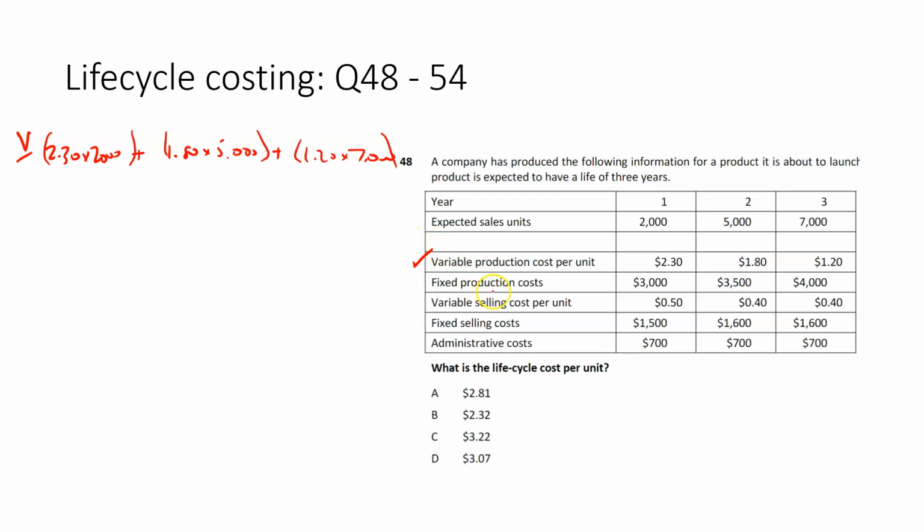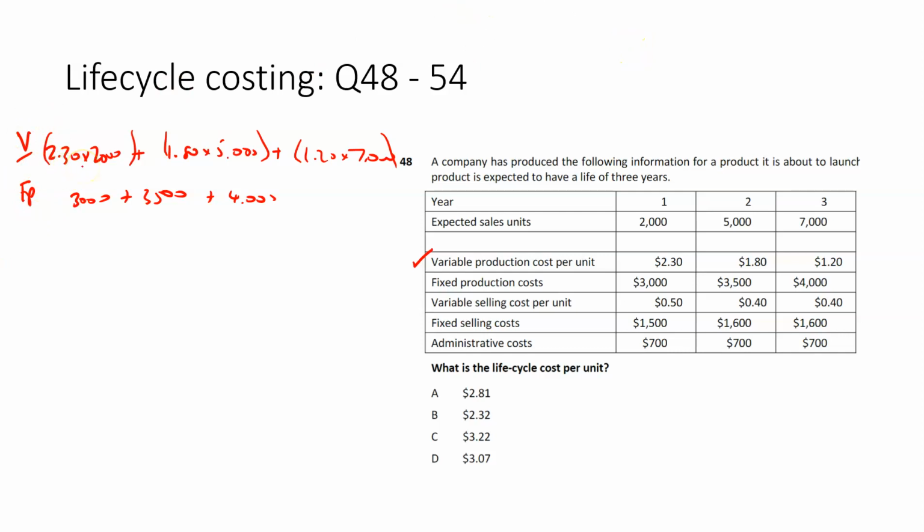Then we have the variable production costs, and the fixed production costs. It doesn't really matter. Let's look at the fixed production costs and add all those together. So we have 3,000 plus 3,500 plus 4,000. Where's my calculator? Let me do the top one first, and I'll put all my answers up here.